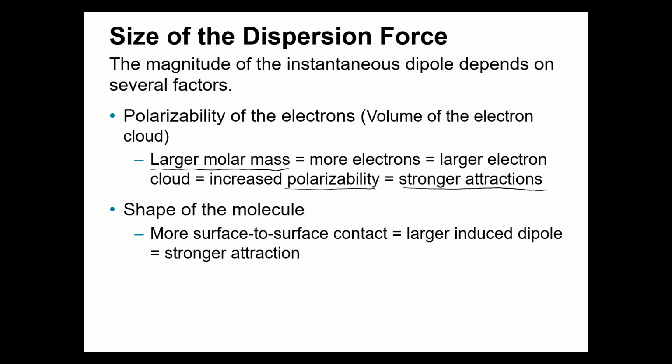So again, the more flexible your atom is, the more likely that electrons can move around and condense into one space, and then that can increase your attractions. Now, the second way that we can change the magnitude of dispersion forces is by the shape of the molecule. The more surface-to-surface contact that you can have between two molecules, the larger your induced dipole will be and the stronger your attraction.